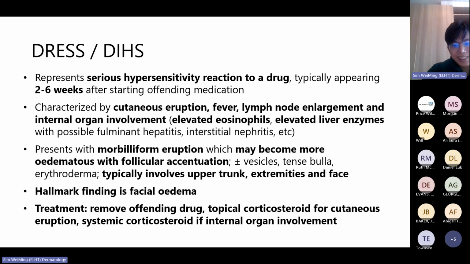And treatment is similar for all drug reactions. You stop the offending drug, and then you can consider corticosteroids and or other things on discussion with the dermatology consultant or the ICU consultant.